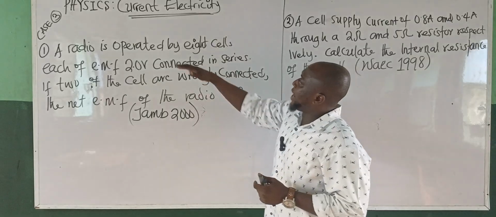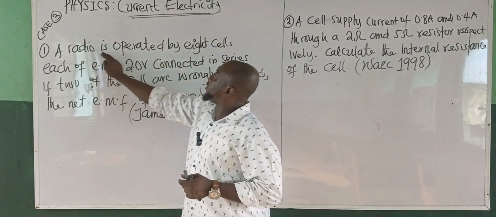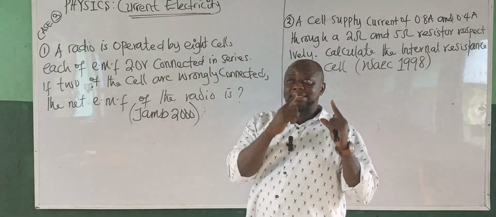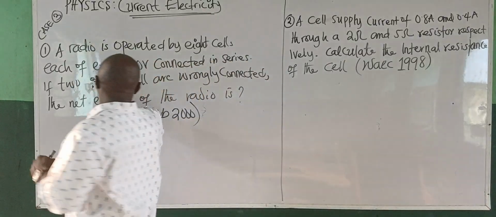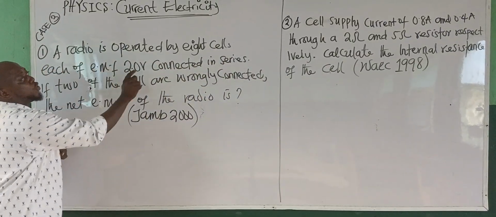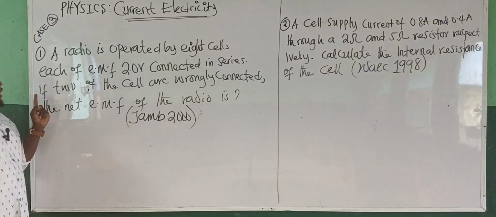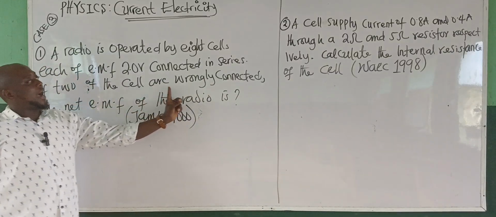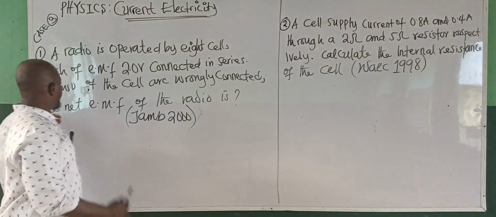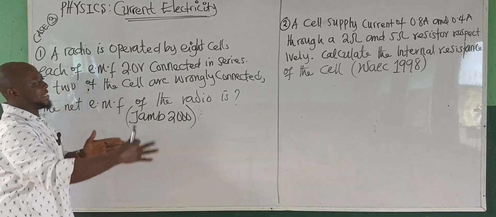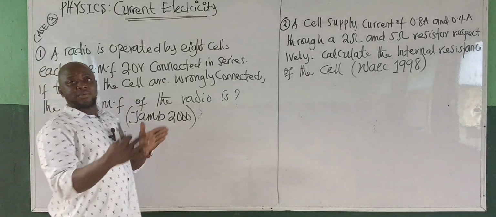In this case, we have a question. A radio is operated by 8 cells, each of EMF 2.0 volts, connected in series. If 2 of the cells are wrongly connected, the net EMF of the radio is what?